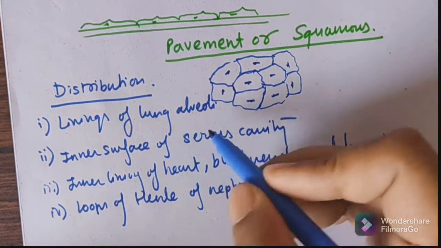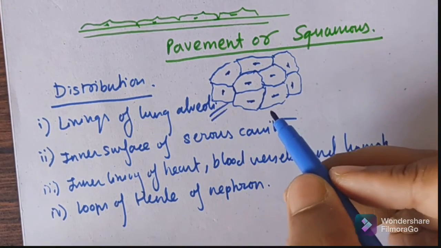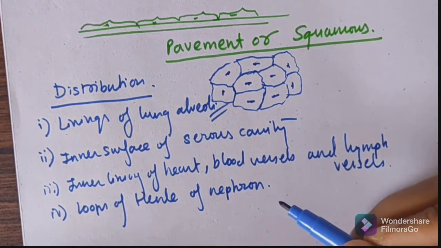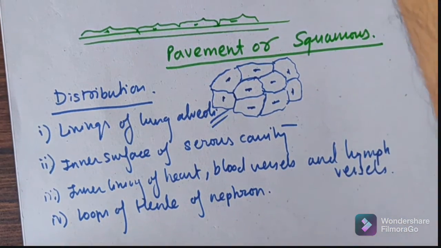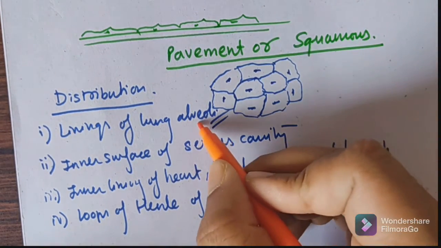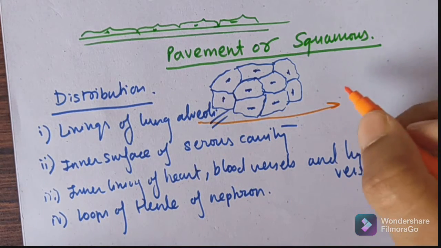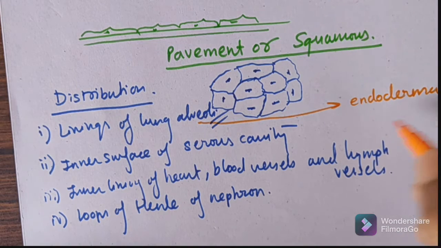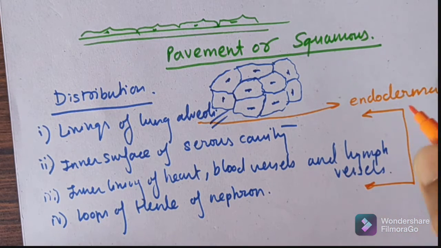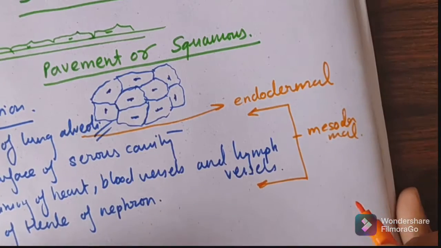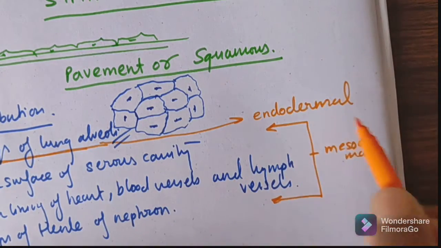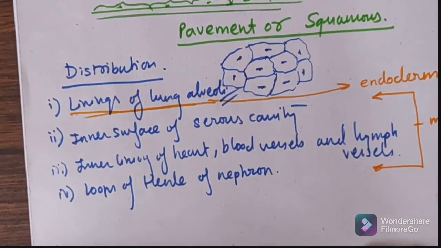Okay, now to talk about the linings of the lung alveoli, it is endodermal in origin, whereas the rest of the pavement epithelium is mesodermal in development. So this is one important thing to be noted, that the lining of lung alveoli is generally endodermal in origin. Okay, whereas the rest of the pavement epithelium is mesodermal. Fine, I hope it's visible. This one, the lining of lung alveoli is endodermal and the rest of it is mesodermal in origin.